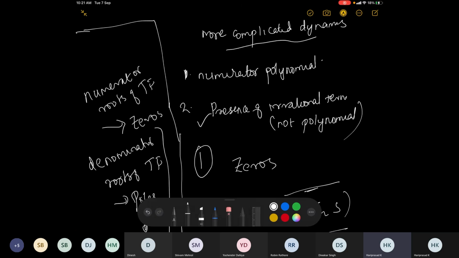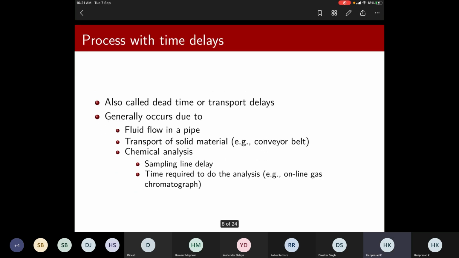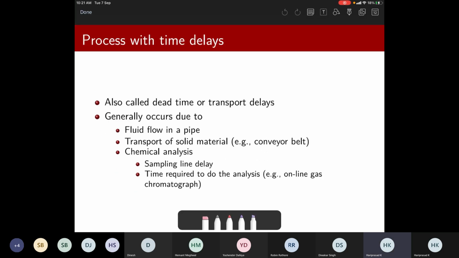We are now trying to see what the non-polynomial terms are that can happen in a transfer function, and how they are going to affect your dynamics. The key, or the major source of irrational terms in a transfer function, is the time delay term, a process with time delay.